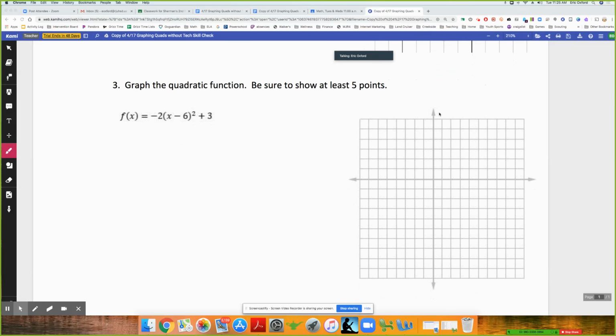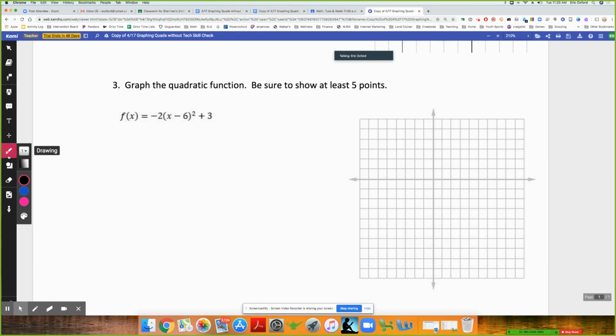Okay, great. So now we are going over graphing without technology, using some strategies. This is for IM2 Graphing Quadratics. And I'll list over here, this says graph the quadratic equation.